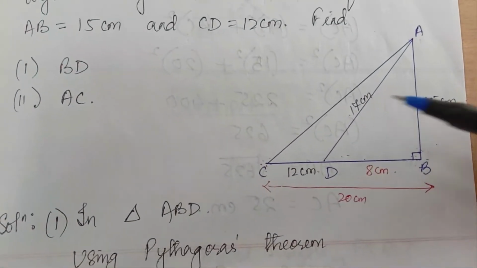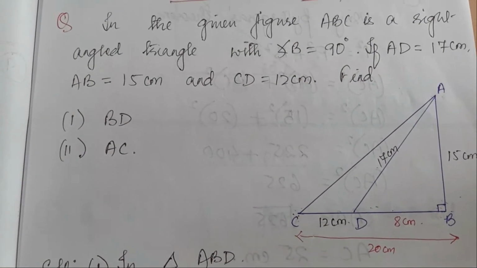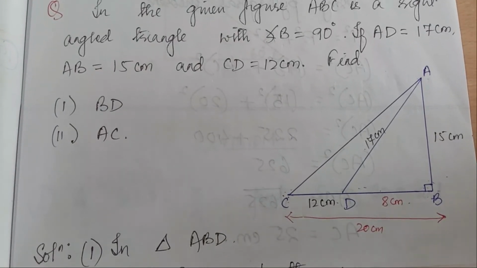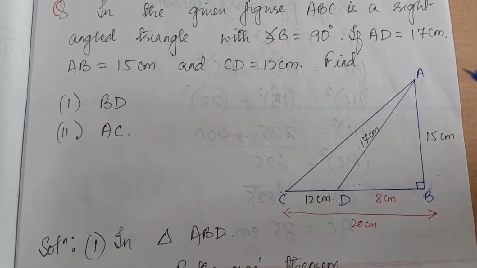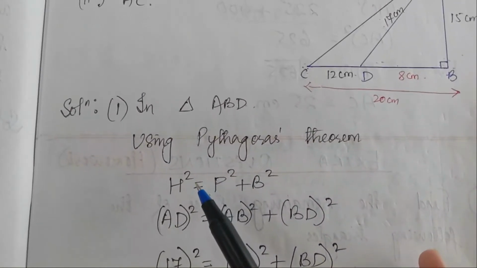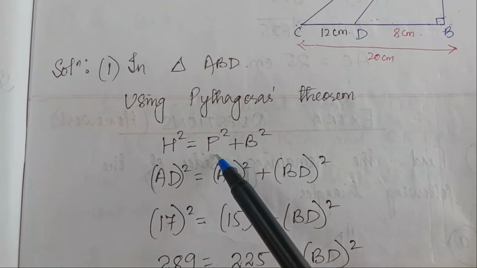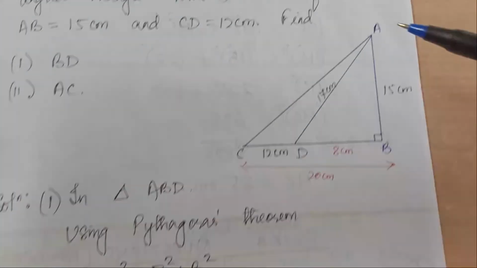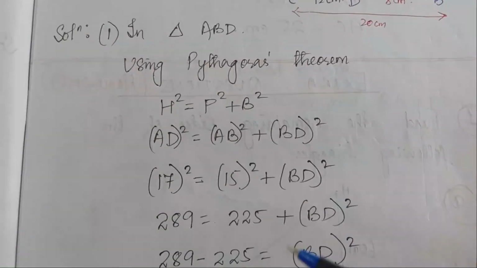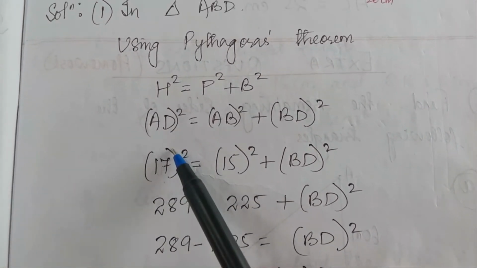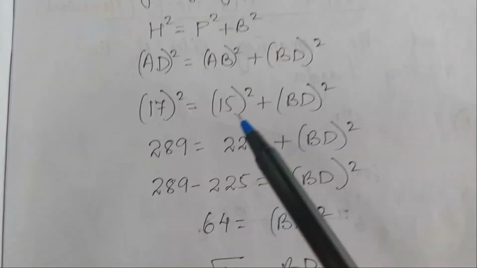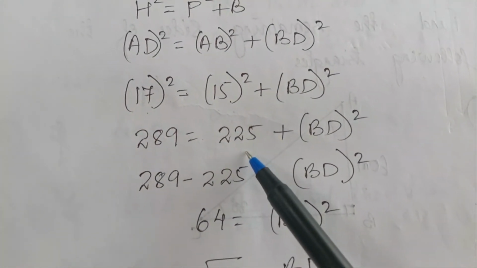So we'll use triangle ABD, and again theta is not given. That means we cannot use sine, cos and tan. We have to use the Pythagoras theorem because theta is not given. So this is hypotenuse, this is perpendicular. We can find the base. Hypotenuse square is equal to perpendicular square plus base square. Hypotenuse is AD, perpendicular is AB and base is BD. So AD is 17 square, AB is 15. 17 square is 289 and 15 square is 225.